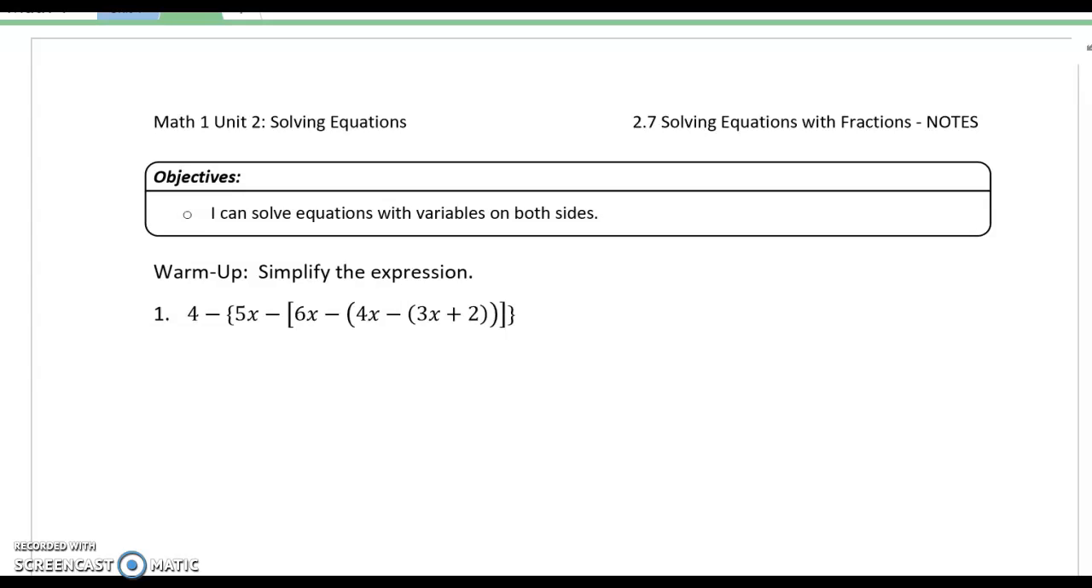All right, today we're going to be doing the 2.7 notes. So turn to the 2.7 notes in your packet.